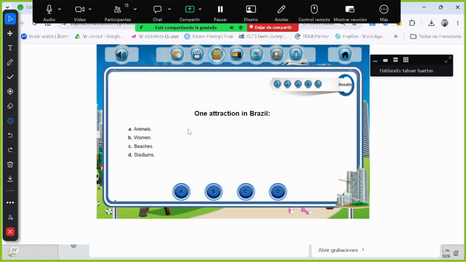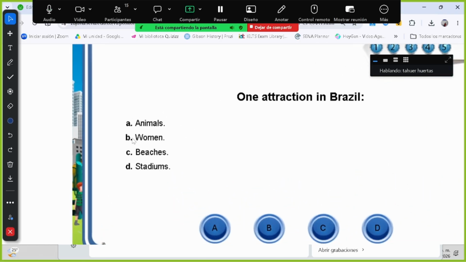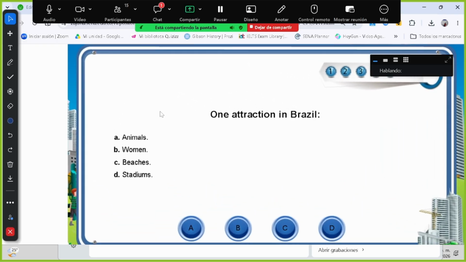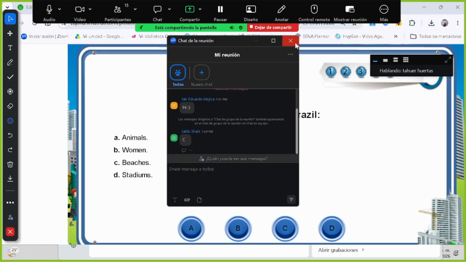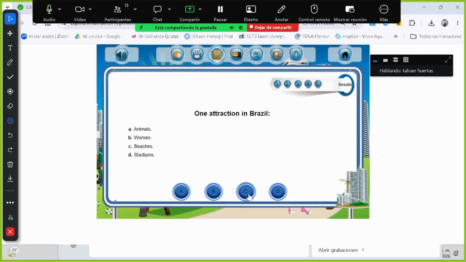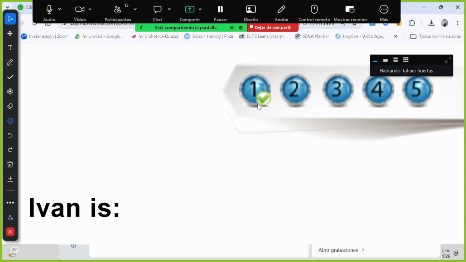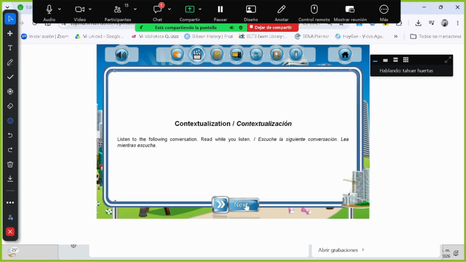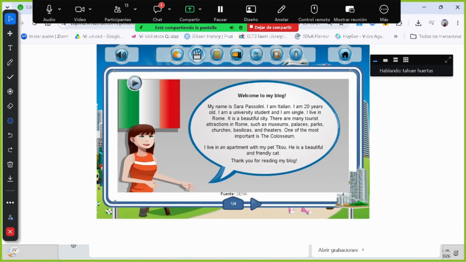For example, one attraction in Brazil. Tell me, A, B, C, or D? C. For me, C. Oh, it's correct. Look, it's correct. Ivan is. Oh, Ivan. Wait a moment. Who is Ivan? We just have to read. Contextualization. Yes, this is Sarah.